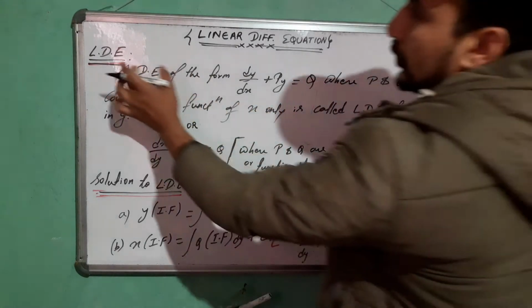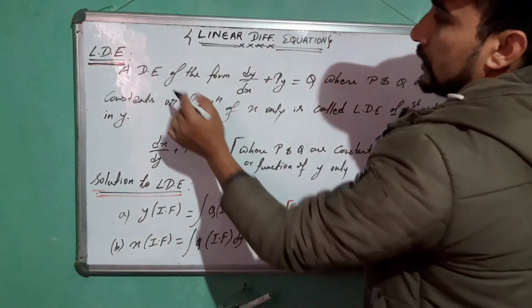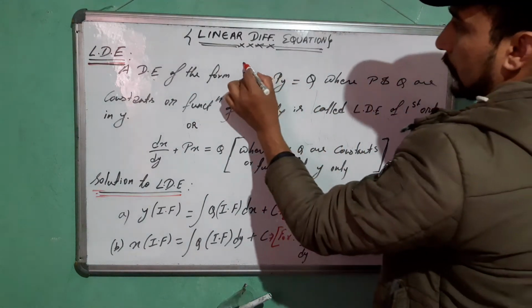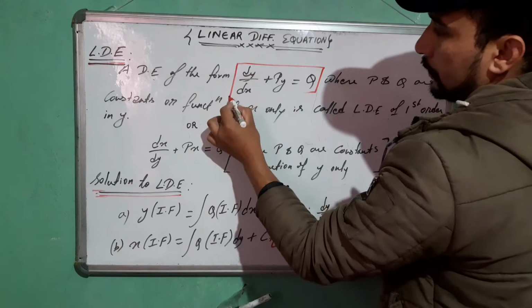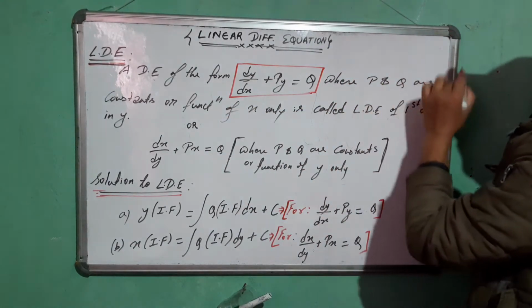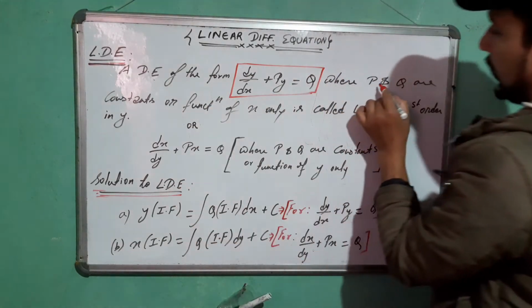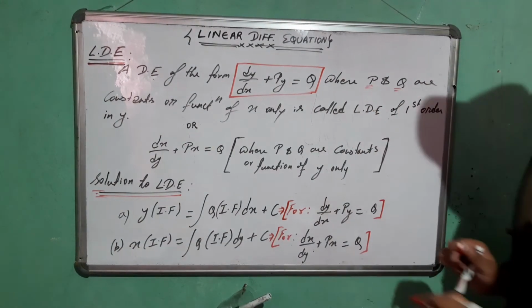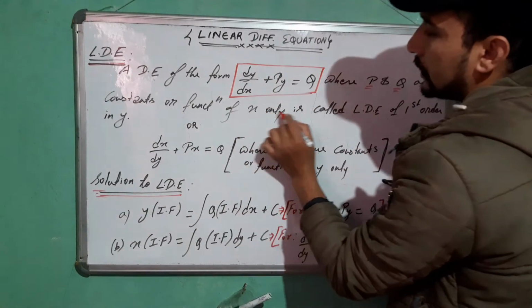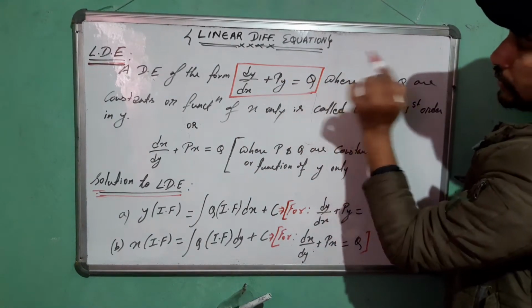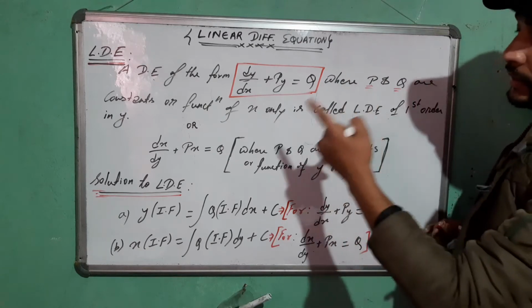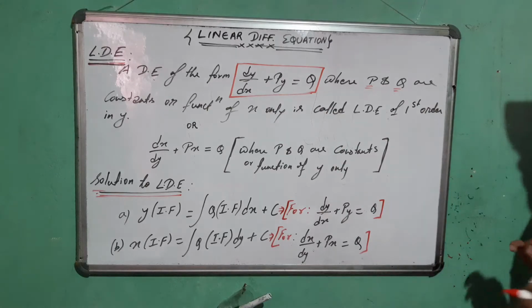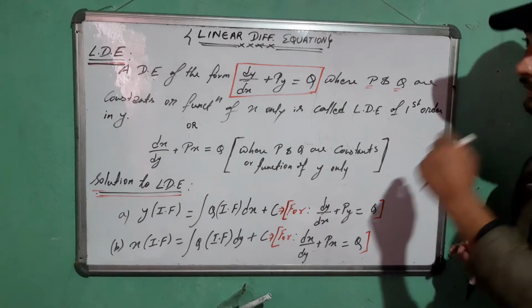LDE stands for linear differential equation, a differential equation of the form dy/dx + Py = Q, where P and Q might be constants or functions of x only. See, P and Q should be constants or functions of x only. This is called a linear differential equation of first order in y. This is the definition.